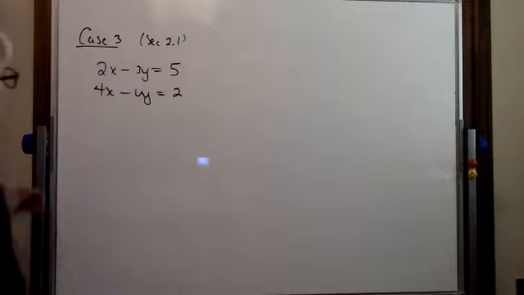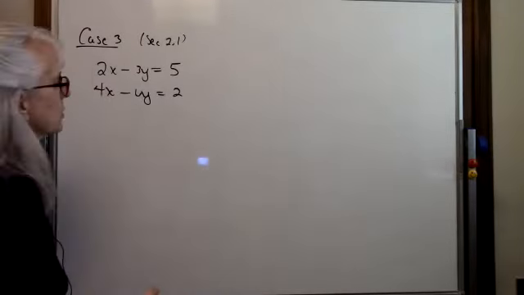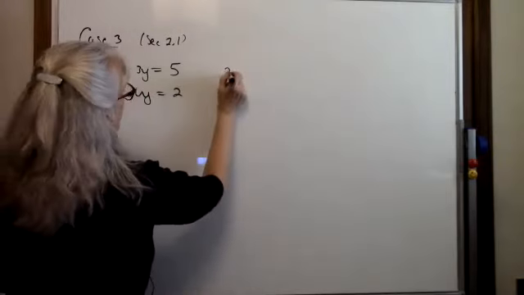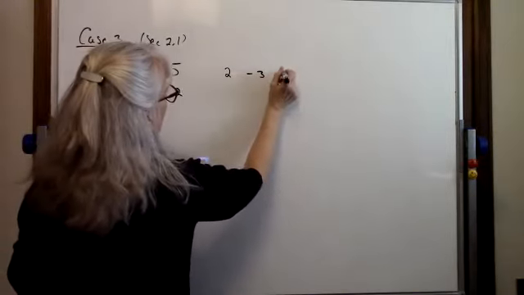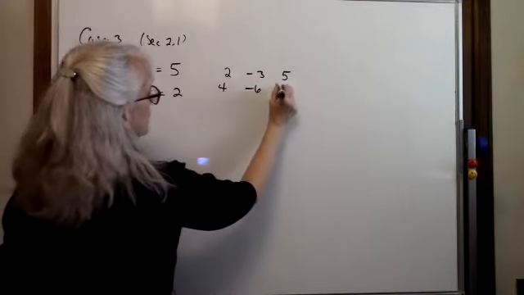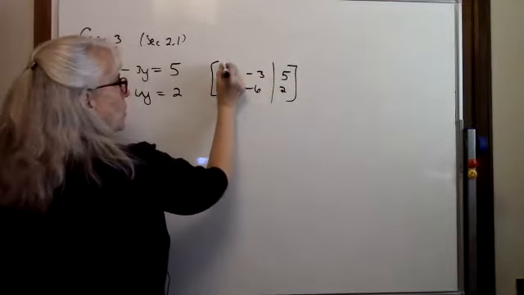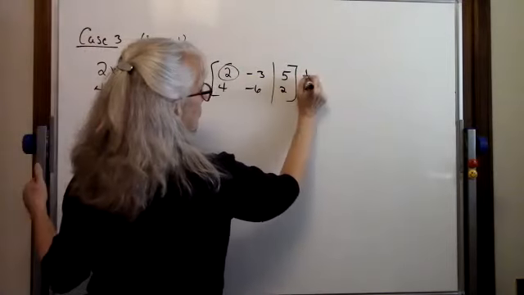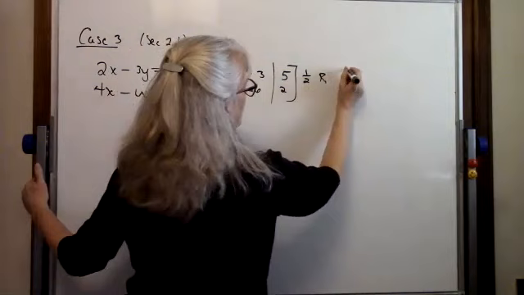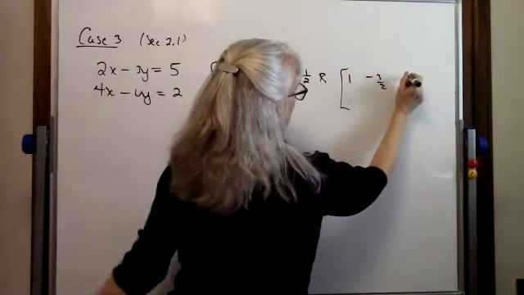Again, you can do it in any order you want. I don't have a 1 in either one of these spots, so it doesn't do me any good to swap rows. So I'm just going to write them straight over here. So I have 2, negative 3, and 5 as my first row. In the matrix, we'll have 4, negative 6, and 2, and there's our augmented matrix. We know we need a 1 right here. We're going to come in and cut this row in half to get that. So we'll get 1, negative 3 halves, 5 halves.